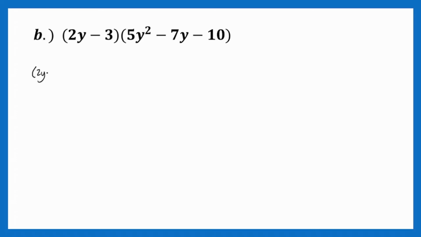Okay? Let's have letter B. 2y minus 3 multiplied by 5y squared minus 7y minus 10. Okay, so let's have this, 5y squared minus 7y minus 10. Same lang, bigay doon. So, sa first term muna tayo. Ibigay natin dito sa una. 2 times 5, the answer is 10. y times y squared. So, ipagpa-plus natin yung exponent, that is y cubed, kasi same base sila. Okay?